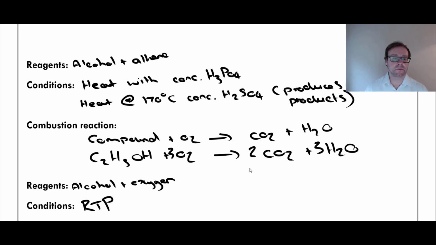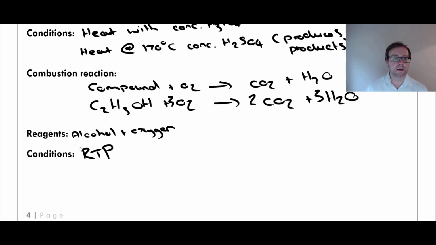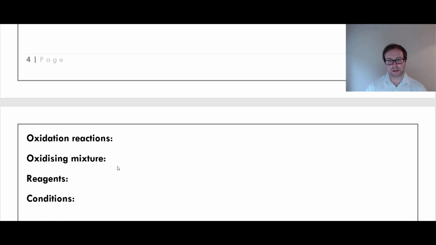Remember, balance your carbons first. So 2 CO2. Balance your hydrogens. I have 6 on this side, so 3 H2O. Balance your oxygens, so I have 4, 5, 6, 7. Remember, you already have 1 oxygen here, so you only need 3 O2. Reagents, alcohol plus oxygen, obviously, and the conditions are room temperature and pressure. Right, been through them very quick. You need to go over them, make sure you know what they are, and be able to apply the general equations to any equations which you get about them.